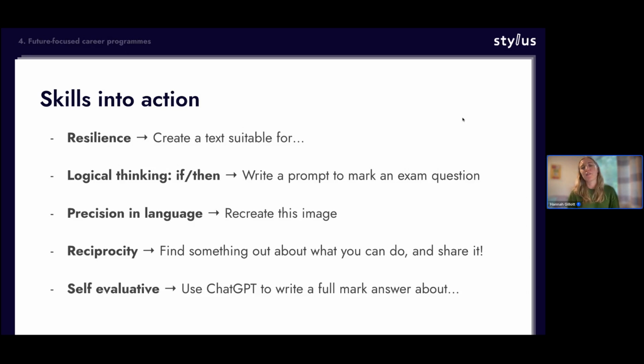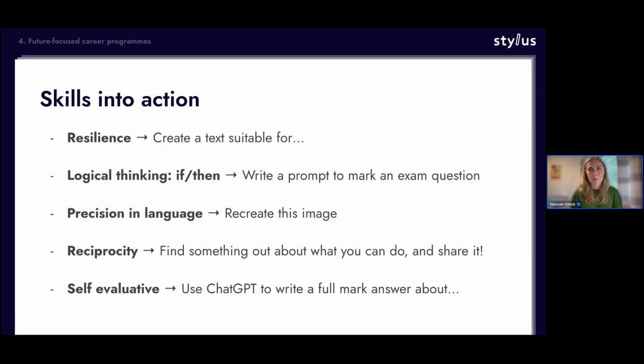And finally, self-evaluative. So being able to go back and look at what you've done, look at the output, look at if it's what you wanted, make the corrections. For anyone who's worried about students using AI to cheat on assessments, challenge them to go and use ChatGPT to write a full mark answer for your chosen exam board or your chosen assessment criteria. It's a lot harder to do than you think. And actually their ability to notice why it is or isn't a top mark answer is pretty good revision prep.